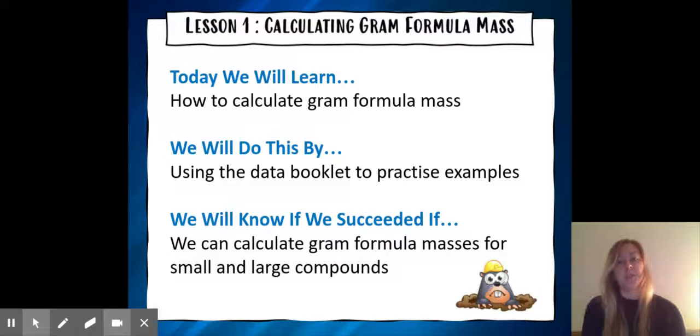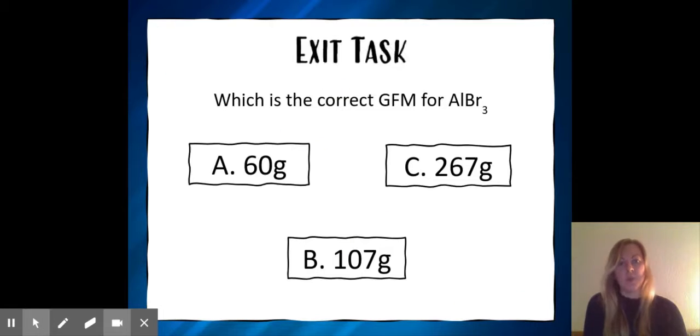So what we wanted to do was be able to calculate the gram formula masses for small and large compounds. If you were able to calculate gram formula mass for a few different compounds on that last slide, some being small compounds and some large, then you have definitely achieved the success criteria for this lesson. We always like to check it though with an exit task.